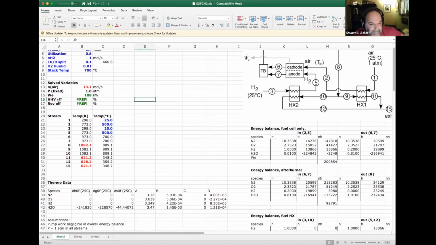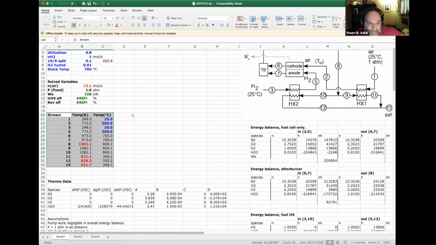And then down here, I have another table. This is a table of temperatures. So I'm specifying all of the streams and giving them a temperature. Some of them I'm specifying, other ones I'm solving for, and other ones are going to be just slaves to the ones that we're defining. So for example, stream 1 and stream 3, which are the input of the air and the fuel, I'm just going to define those to be 25 degrees. So those are the input gases.